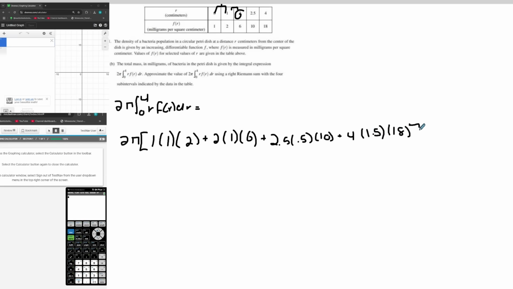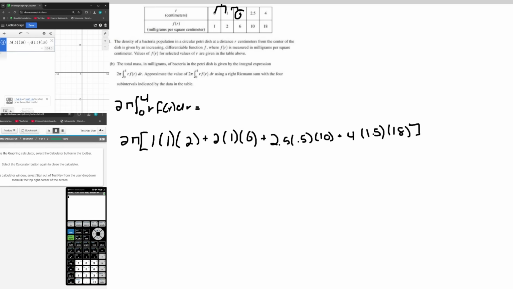And so now we're going to put this straight into our calculator. I'm going to leave the 2π out, because we could get our answer in terms of π, but it'll probably end up being easier if we just leave it out and multiply it at the end. So 1 times 1 times 2, plus 2 times 1 times 6, plus 2.5 times 0.5 times 10, and then plus 4 times 1.5 times 18.